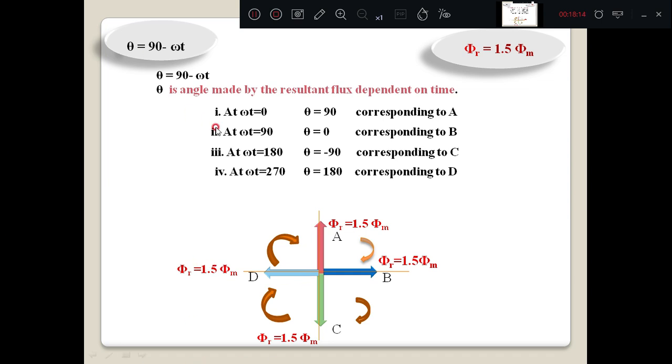What you are observing is that as the time or the angular displacement goes on changing, the resultant flux changes its direction, meaning it is rotating with a constant magnitude of 1.5 times phi m. What we are concluding here is that when the three-phase supply is given to the three-phase winding, alternating current will flow. Because of the alternating current, alternating fluxes are produced in all three windings. These three fluxes interact with each other. Because of that, a resultant flux is produced, and it is rotating. That is what we are observing here.